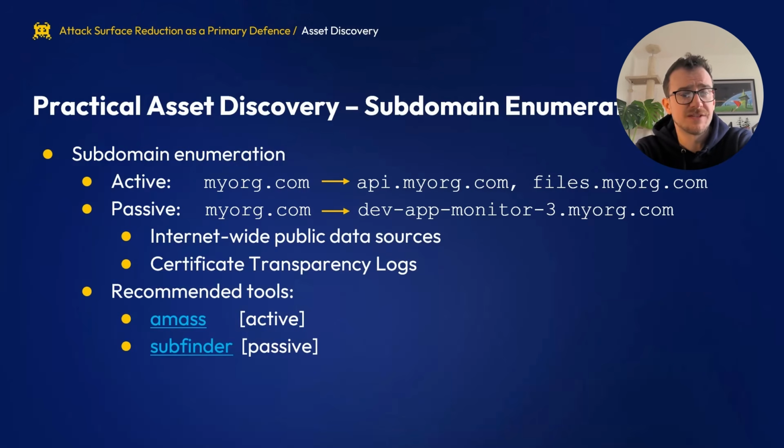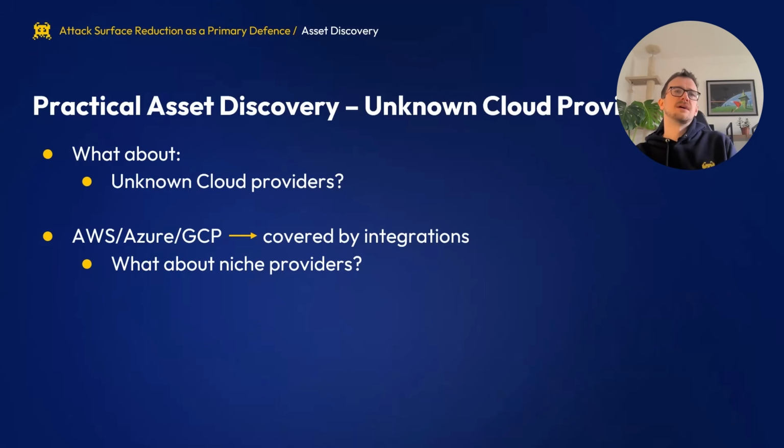Two recommended tools for this. I recommend OWASP's Amass for active enumeration, and probably the best tool for this is Subfinder. Both public and freely available on GitHub. And Subfinder is what I'd recommend using for passive enumeration. So that's subdomain enumeration.